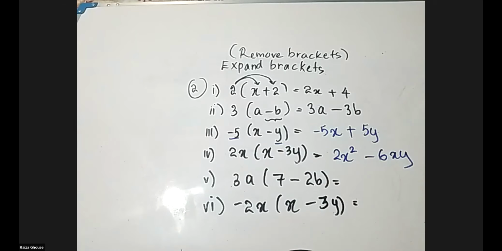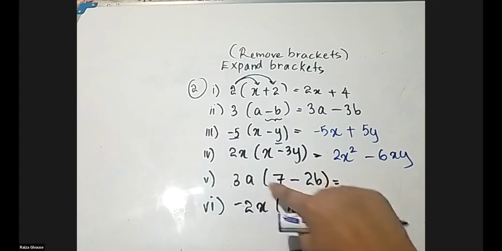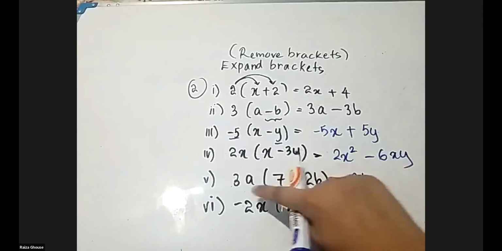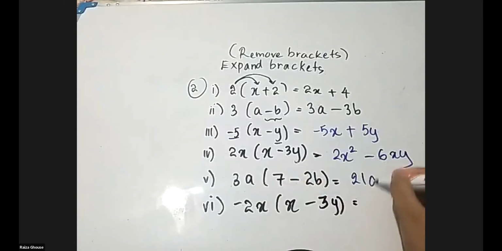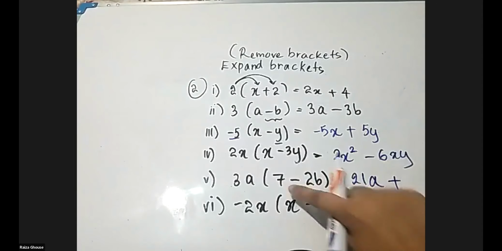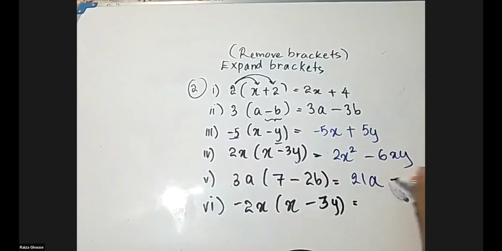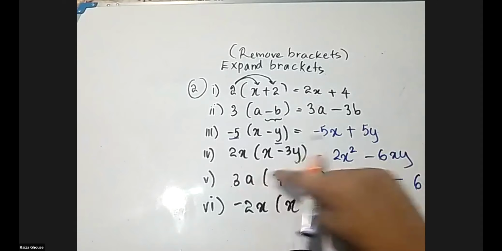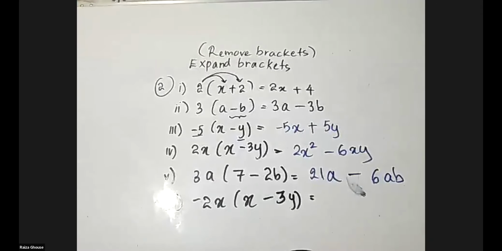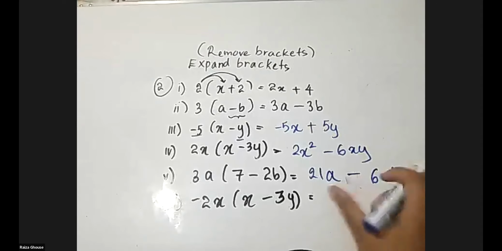Right. Roman number 5, 3 times 7. First we'll multiply the number 21. A into nothing, so it's A. Positive into positive, it's positive, into negative, it's negative. 3 times 2 will be 6 and A into B will be AB, right? Check your answers and tick it, right? Take a red pen and tick it.